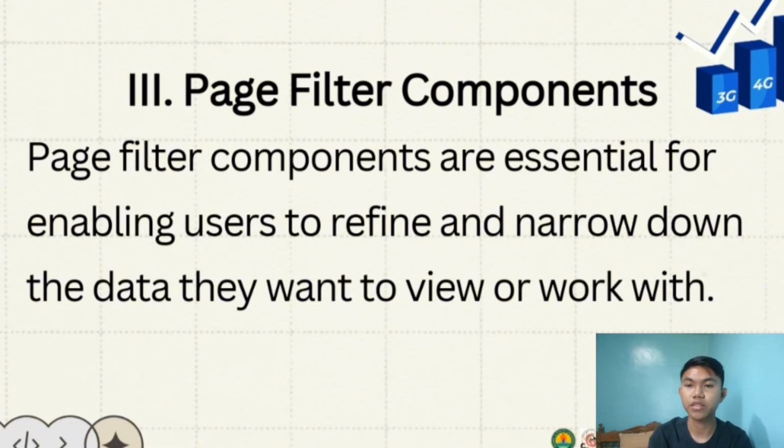Page filter components. Page filter components are essential for enabling users to refine and narrow down the data they want to view or work with. These components include search fields, date fields, drop-down menus, and more, enabling users to filter and narrow down data based on specific criteria.